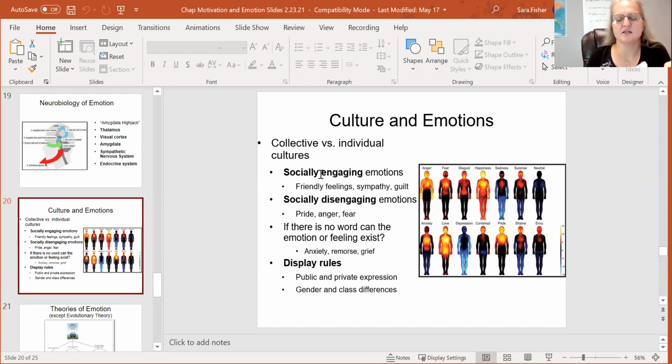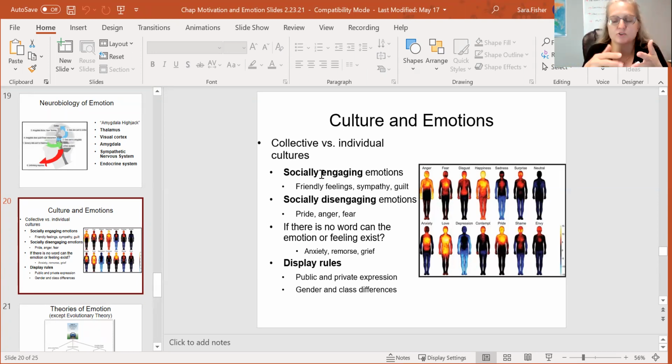Let me offer some examples. You have a group of emotions that are regarded as socially engaging, and these are emotions that turn you towards other people. Things like sympathy and guilt. Ironically, guilt is considered a socially engaging emotion. When a person is feeling guilty or sympathy, they will reach out to someone, they will turn towards them. When your mother makes you feel guilty about something, you probably react in a positive way towards her, maybe to remedy that. Ultimately, guilt is not a pleasant feeling, but it does turn us towards other people.